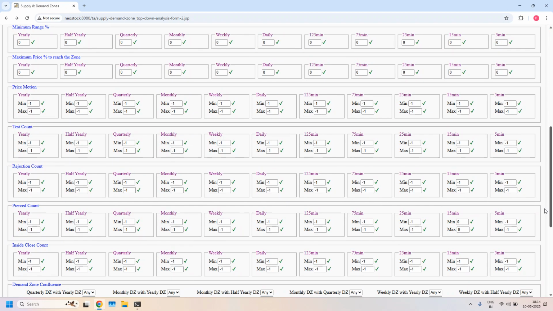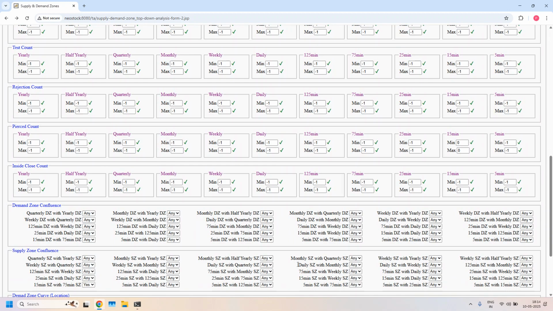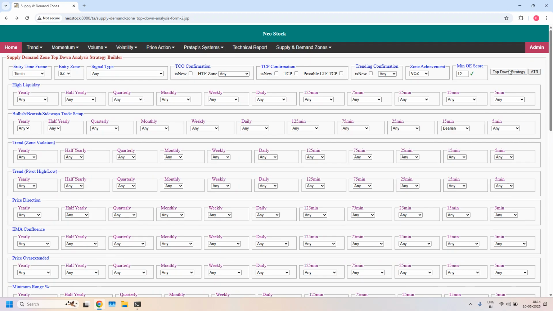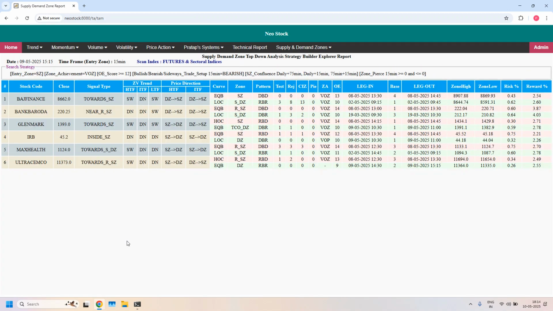In the supply zone confluence, 3 filters we have to set. First filter is already enabled. Next 15-minute supply zone with daily supply zone confluence. 75-minute supply zone with daily supply zone confluence. With all the 3 filters, we got 6 stocks. In these 6 stocks, these 15-minute supply zones are overlapped with 75-minute supply zone, both together again overlapped with daily supply zone.